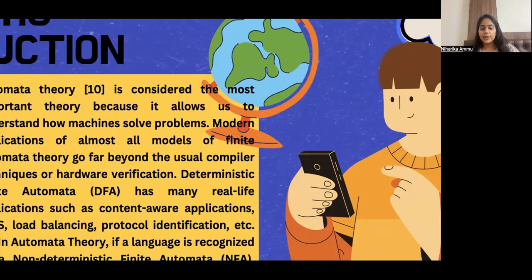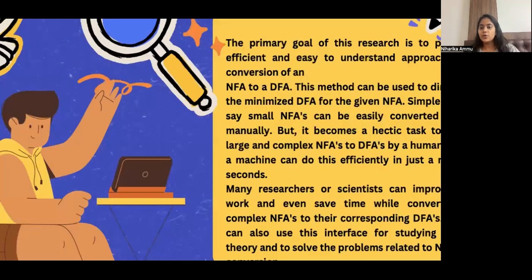In finite automata theory, if a language is recognized by a non-deterministic finite automaton, that is the NFA, then there exists a deterministic finite automaton, DFA, that also recognizes it. The primary goal of the research is to provide an efficient and easy to understand approach for the conversion of an NFA to DFA. This method can be used to directly define the minimized DFA for the given NFA.